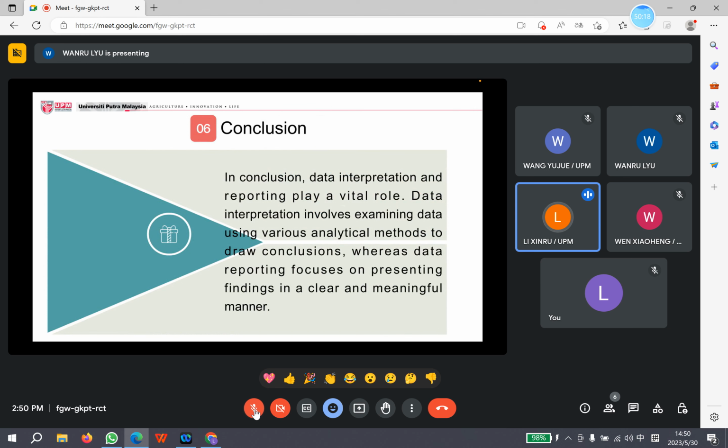The last part is conclusion. In conclusion, data interpretation and reports play important roles. Data interpretation involves examining data and using various analysis methods to draw conclusions. Data reports focus on presenting findings in a clear and meaningful manner.